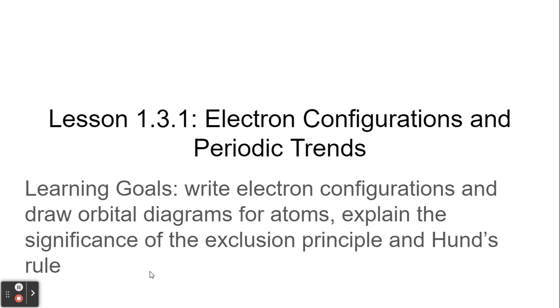Hi guys. This is lesson 1.3, the first half. It's all about electron configurations and periodic trends. Our objectives today are to write electron configurations and draw orbital diagrams for atoms, and then explain the significance of something called the exclusion principle and Hund's rule.